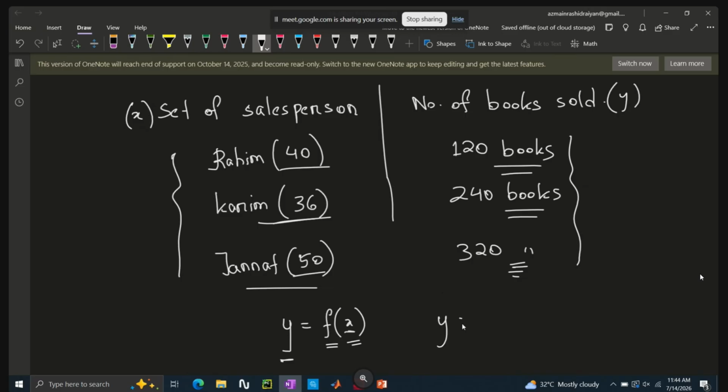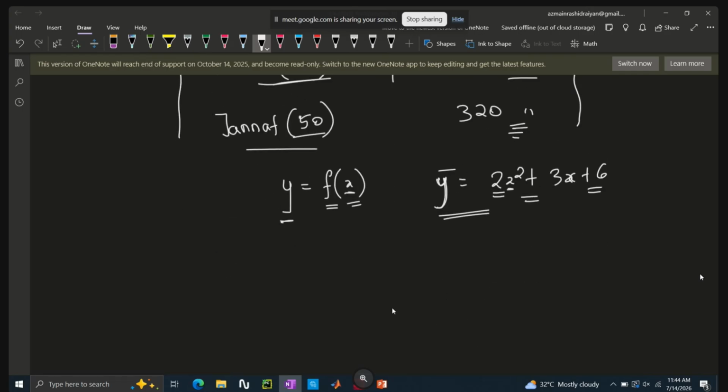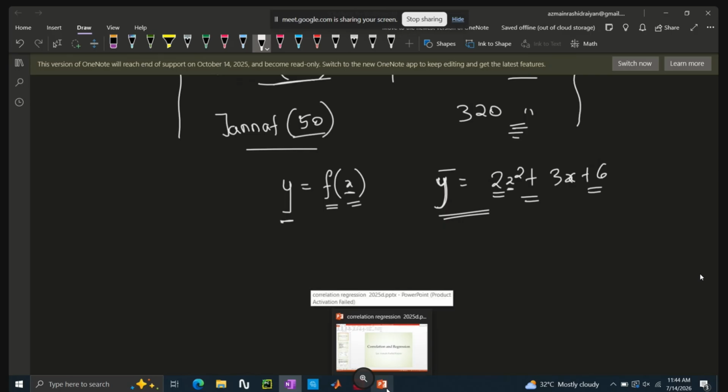Let's say my relation is y = 2x² + 3x + 6. Here this is a mathematical equation, a quadratic equation. It allows me to write y as a function of x. It tells me how, with the variation of x, y will vary. That's what a regression model is all about. It helps you relate the two variables, and you are able to write the two variables as a function of each other. So that's how we can write y as a function of x. This is a common example of regression models.